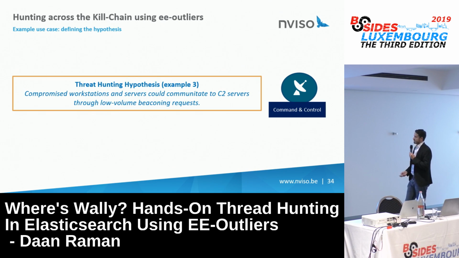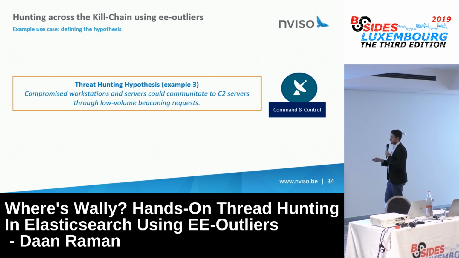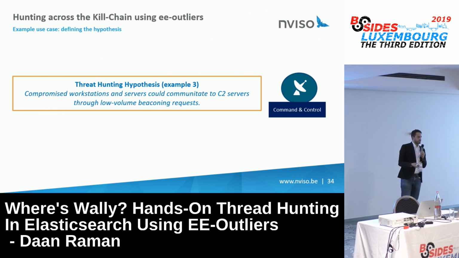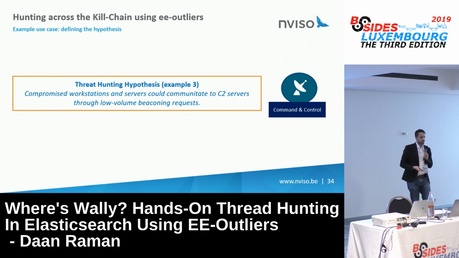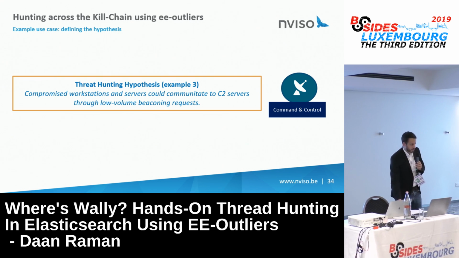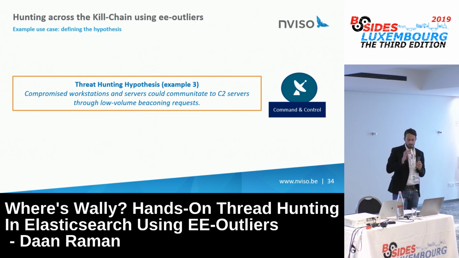Third hypothesis, we move on into the kill chain, so command and control. A compromised workstation and a server could communicate to a C2 server through low-volume beaconing requests. Who is familiar with beaconing or the concept of beaconing? Who has successfully spotted beaconing? That's more of a... Okay.